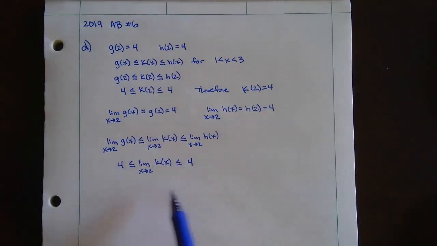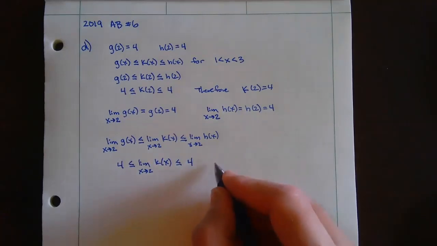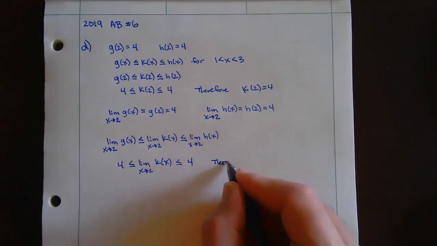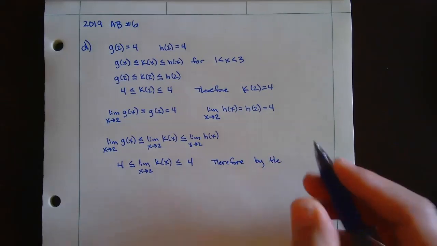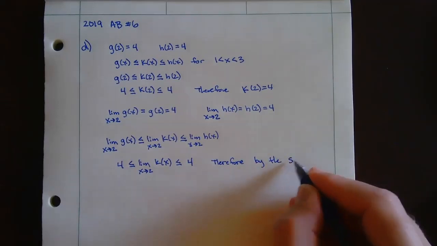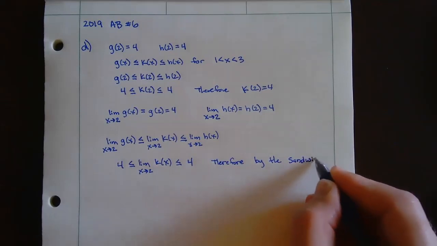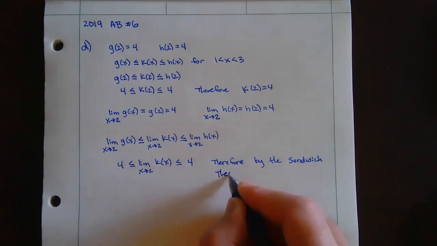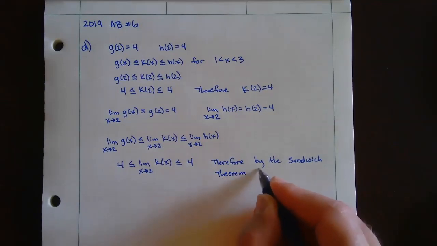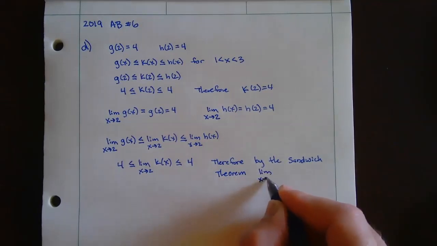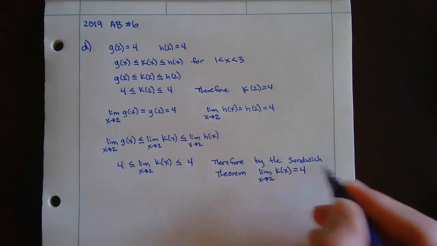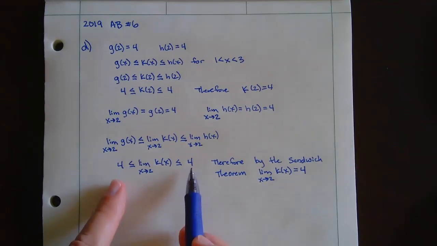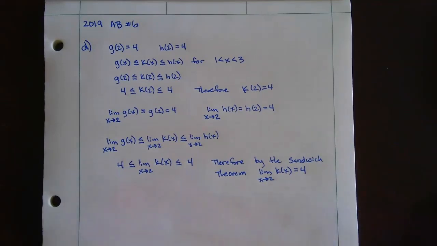And this is sandwiched in between, right? Okay. Then therefore, by the sandwich theorem or squeeze theorem, okay, you could say squeeze theorem or sandwich theorem, the limit as x approaches 2 of k of x must also equal 4, because this limit is in between 4 and 4. Well, if it's between 4 and 4, it's got to be 4, right?